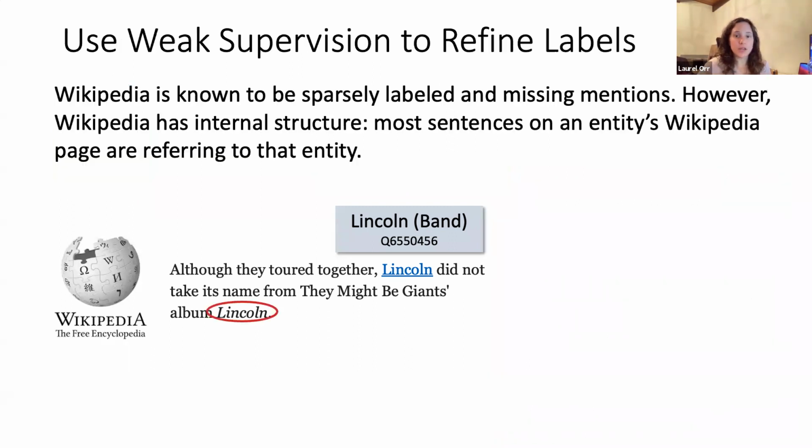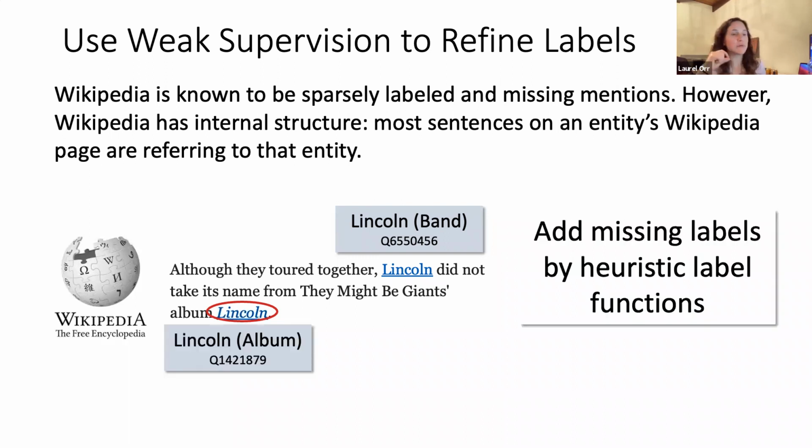Now, one thing I want to note here is that Wikipedia is not perfect. In particular, if you notice, this second mention of Lincoln was not highlighted. That's an artifact of Wikipedia itself and how sentences are typically labeled by users. But this is problematic for us because this is a missed mention that really should be labeled to the album for Lincoln. So in our system, we apply a weak supervision, weak labeling technique to go through and heuristically label these mentions. In this case, we would have labeled the mention Lincoln as pointing to Lincoln the album.